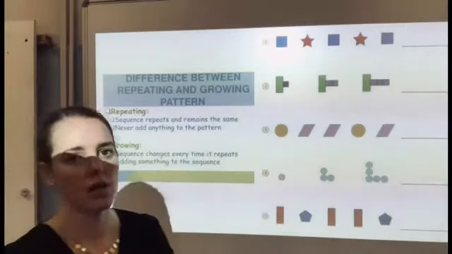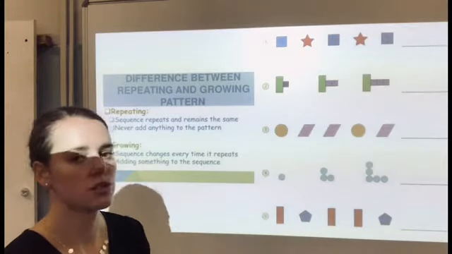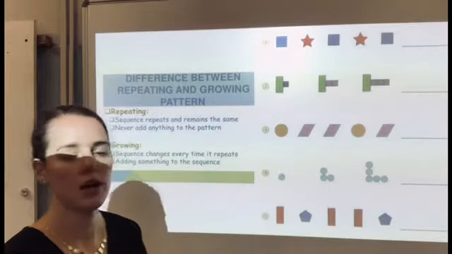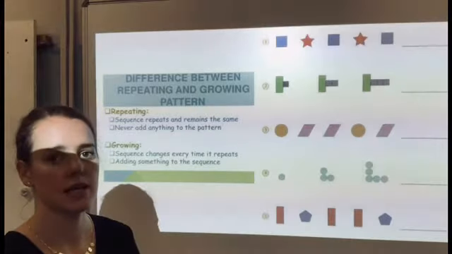The first example has a square and a star. A square and a star. A square, what would come next? A star. And so it would go on and on. Nothing is ever added over there, so we know that is a repeating pattern.